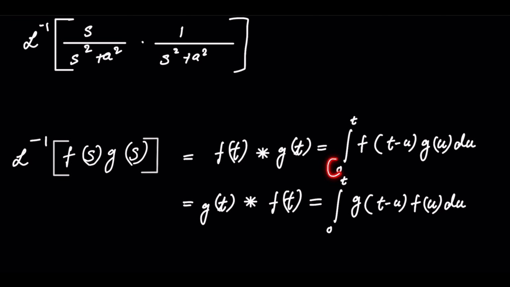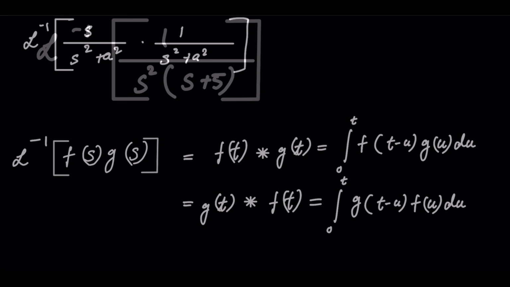The integral from 0 to t. We will replace the t from f of t with t minus u and t in g of t with u. Similarly, we can also rewrite it as g of t asterisk f of t and replace t in g of t with t minus u and t in f of t with u. Now let's apply the convolution theorem.